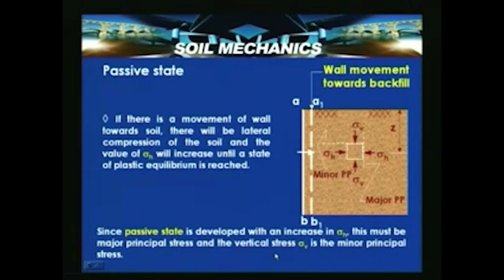So, sigma h now becomes the major principal stress and sigma v becomes the minor principal stress. But in both active and passive states at a particular depth, the vertical stress remains constant because the weight of the soil involved in the process is the same. So, at a particular depth z, the weight of the soil involved in the active and passive states being the same, sigma v remains the same. The only changes occur in the lateral stresses, that is, the horizontal stresses sigma h.